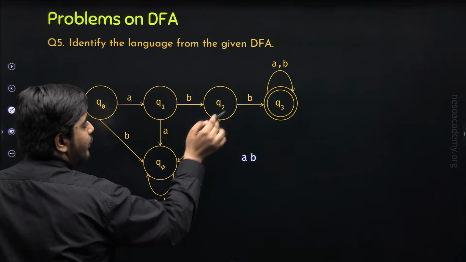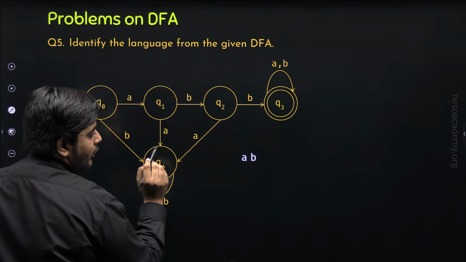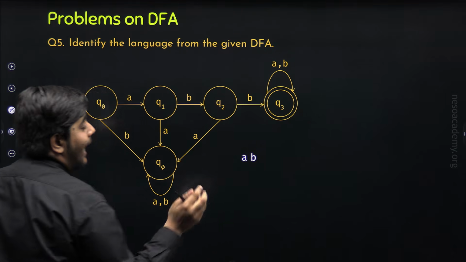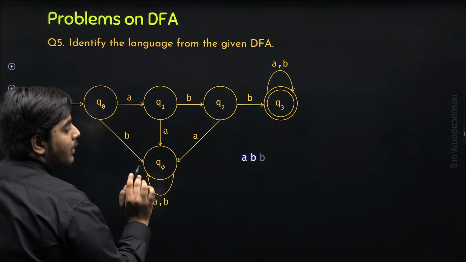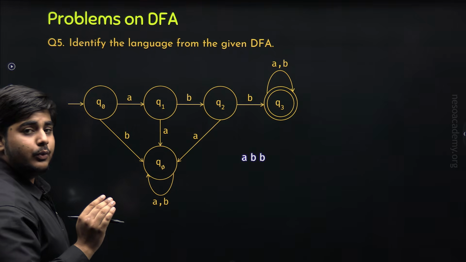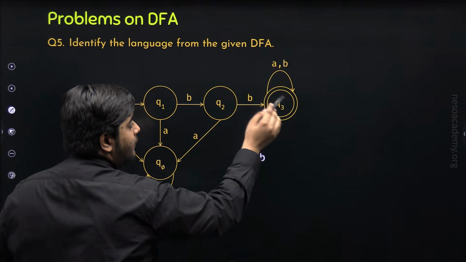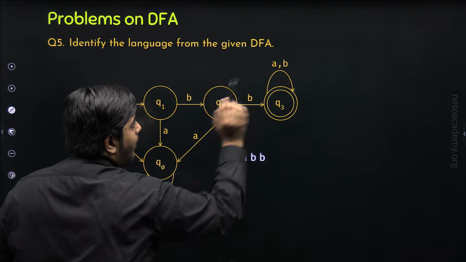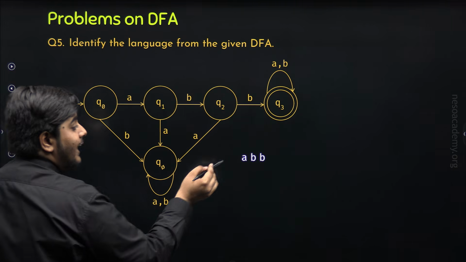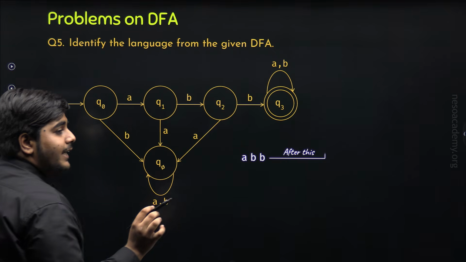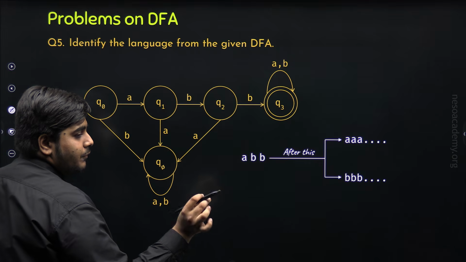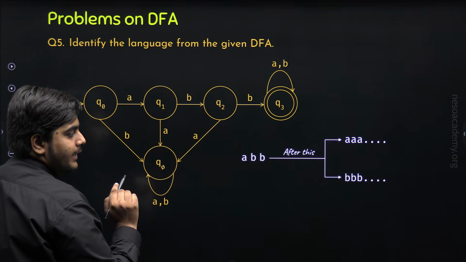Now we have the state Q2. This transition we cannot select because it is giving the dead state. So we will choose this transition, and our third input symbol is also B. Now we have reached the final state, which is Q3. After reaching the final state, we can get any combination of A and B, and that will be accepted. So after getting A, B, B, we can get any number of A's, and we can also get any number of B's. That will be accepted.